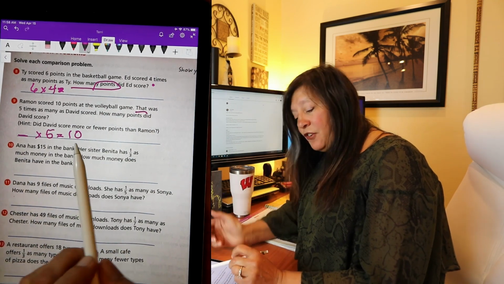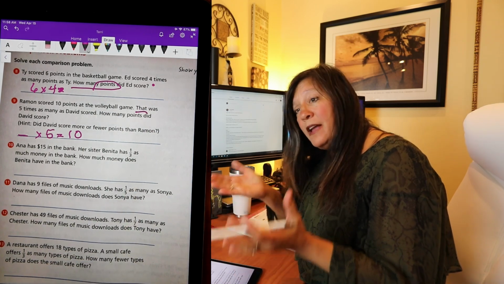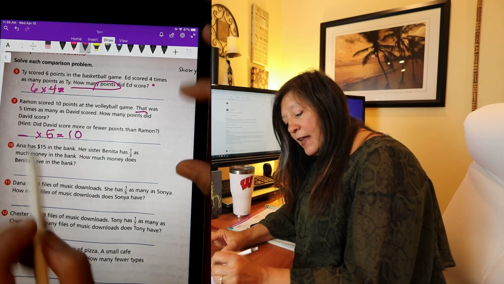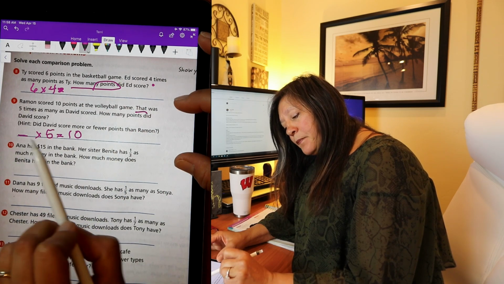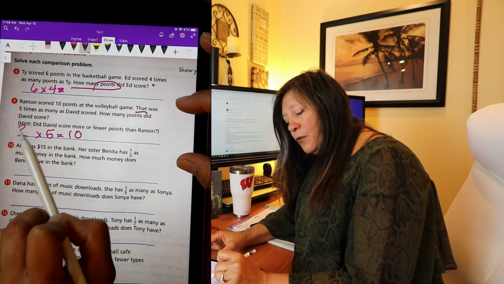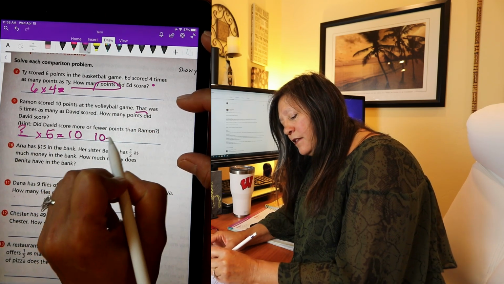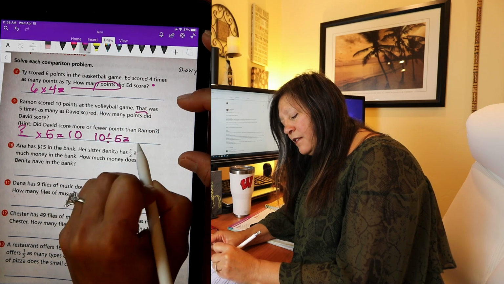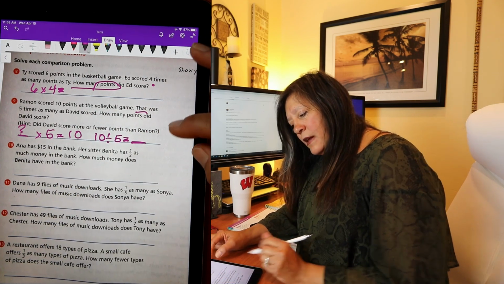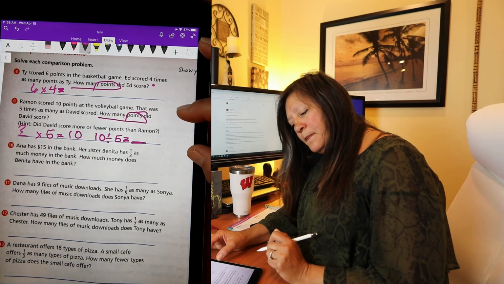All right, and you have to ask yourself, well, who scored more? You might use comparison bars here again. Okay, so to solve for our unknown here, we're going to take our 10 divided by 5 to get to the unknown factor. And make sure that you label it.